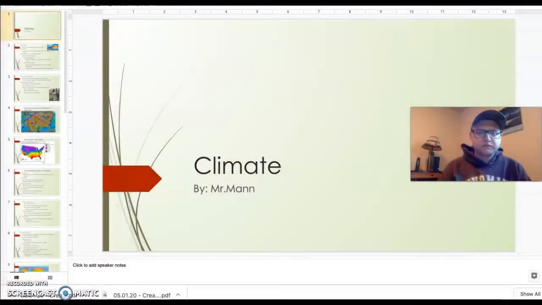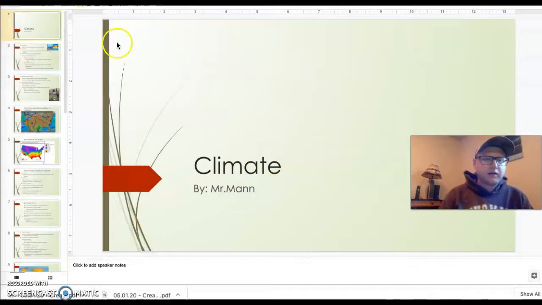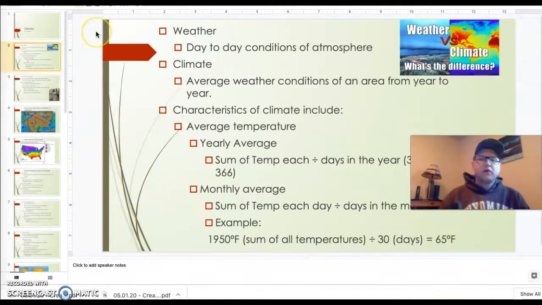So, without procrastinating too much, here are our notes. So our notes are on climate. So what's the difference between weather and climate?